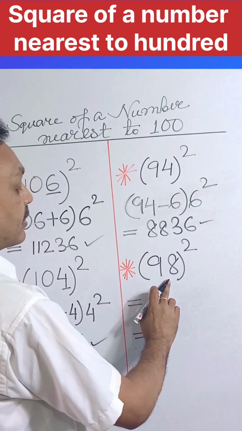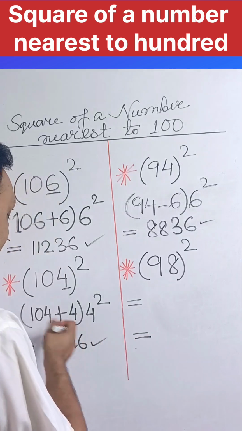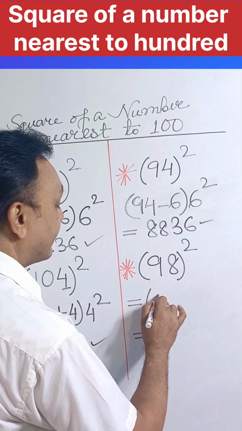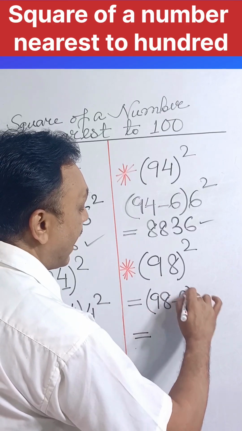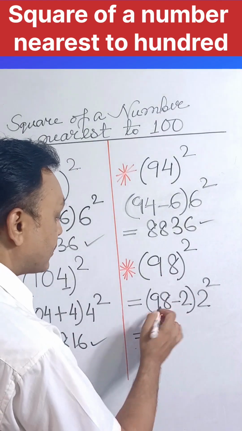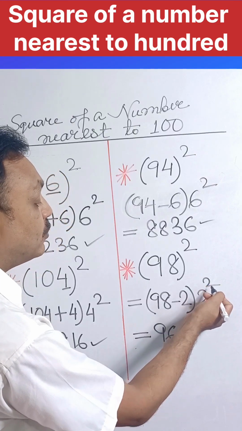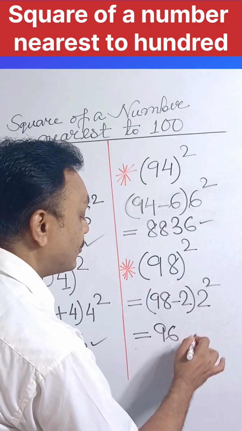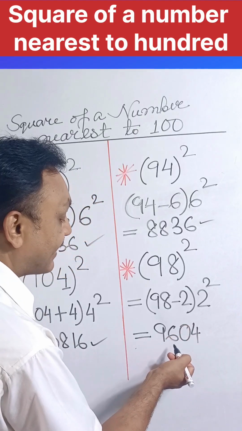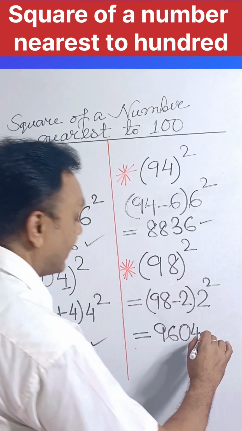Similarly here, this number is 2 short of 100, right? So in that case we have to take minus. If it is more, we take plus. Since it is less, we take minus. That is the number itself minus 2, and we take the 2 square, since the number is 2 short of 100. So 98 minus 2 will give you 96, and the square of 2 will give me 4, but you have to write 2 digits. So 04. There is no harm in writing it as 2 digits to get the correct answer. So 9604 is the square of 98.